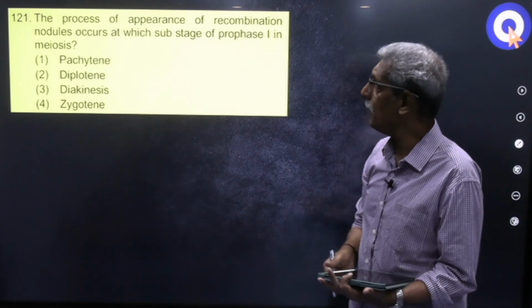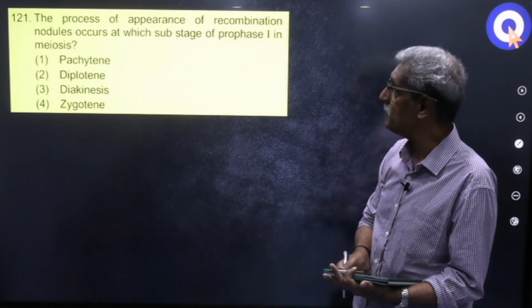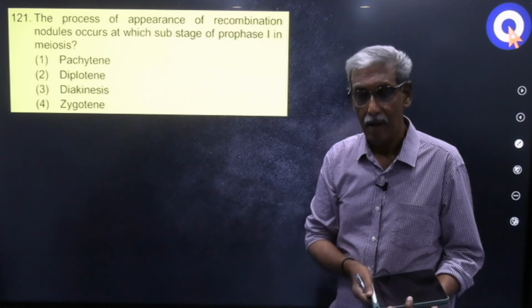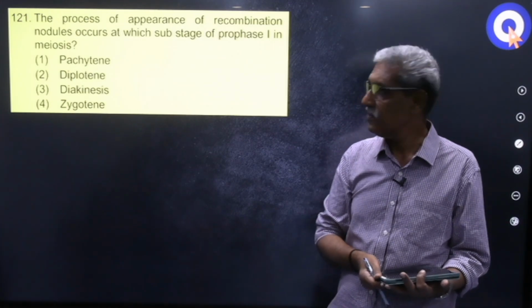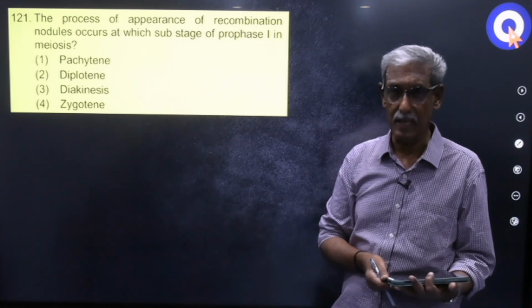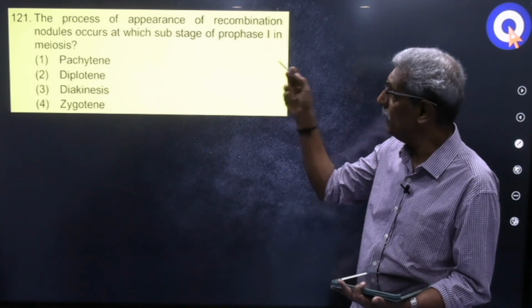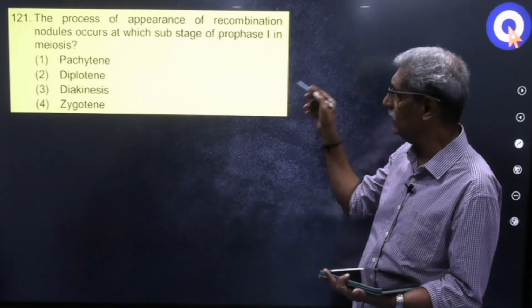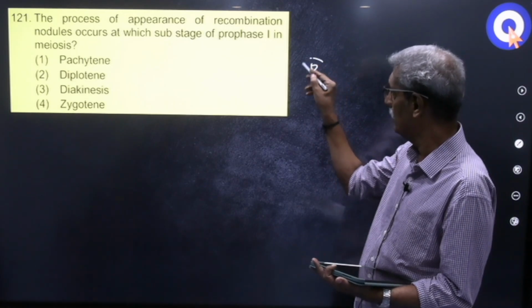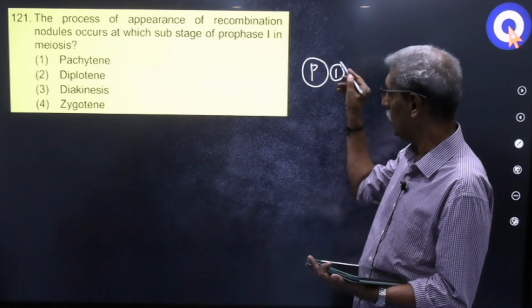Next question: the process of appearance of recombination nodules occurs in which substage of prophase 1 of meiosis? When you take the substages, you have leptotene, zygotene, pachytene and diplotene. And remember, recombination nodules primarily occur in the pachytene stage.